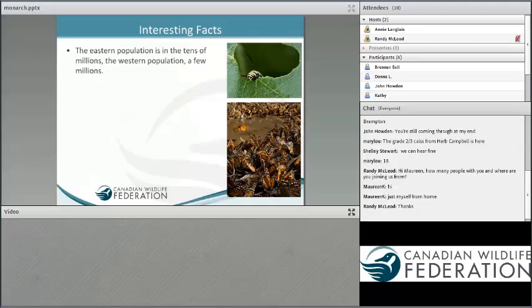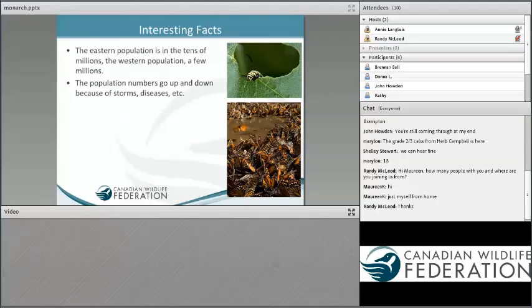Other cool facts. So the eastern population of monarchs is actually in the tens of millions of individuals. It sounds pretty big, but it's actually decreasing right now. The western population is a few millions, so much less.